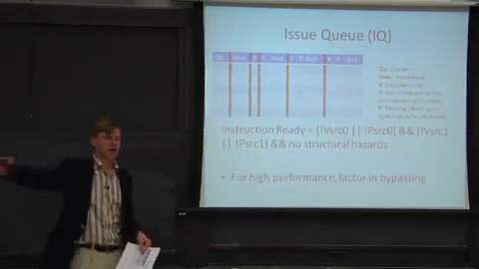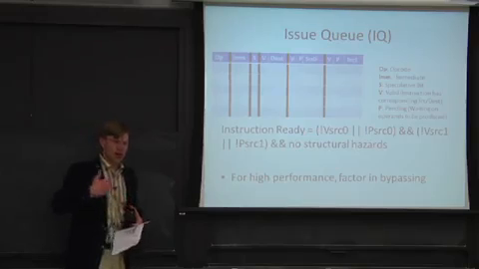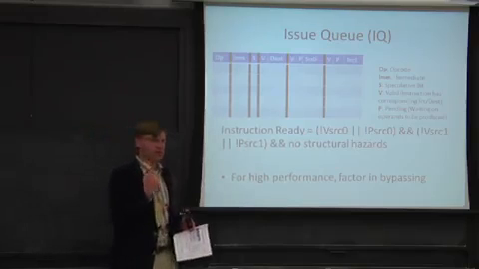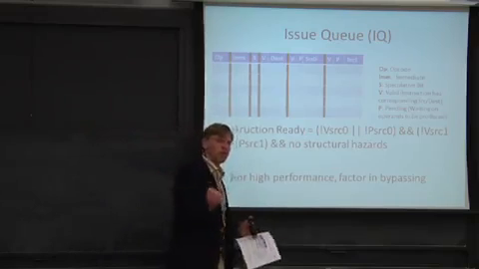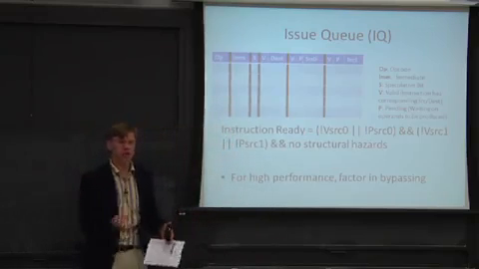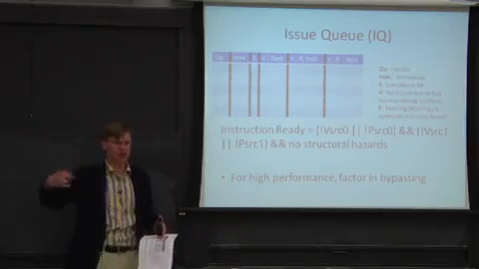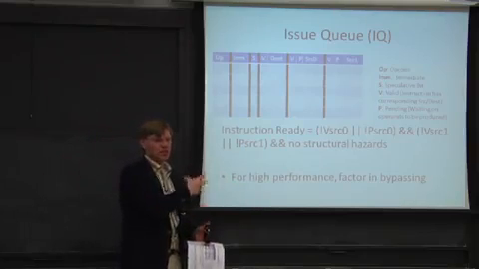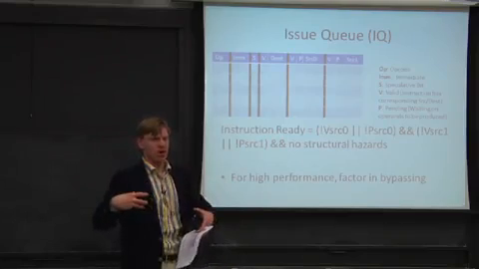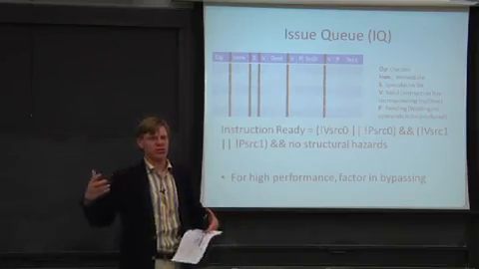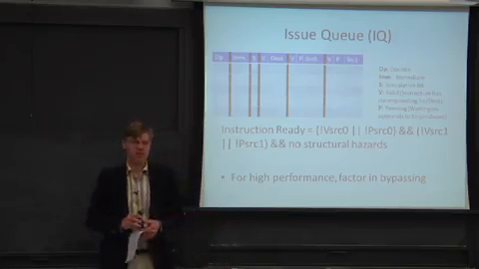And then because we're only, let's say, going to have single issue on this processor, you can only pull one thing out at a time. So you need to pull one thing out, and you need some way to leave the other instruction in the issue queue, having all of its operands ready. So that's how you do that.